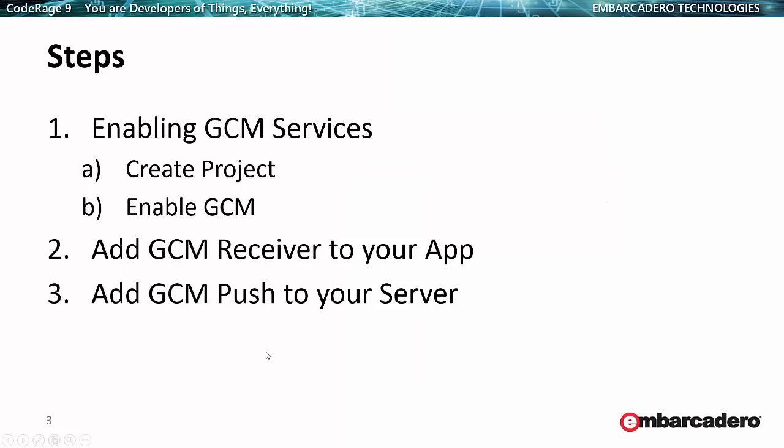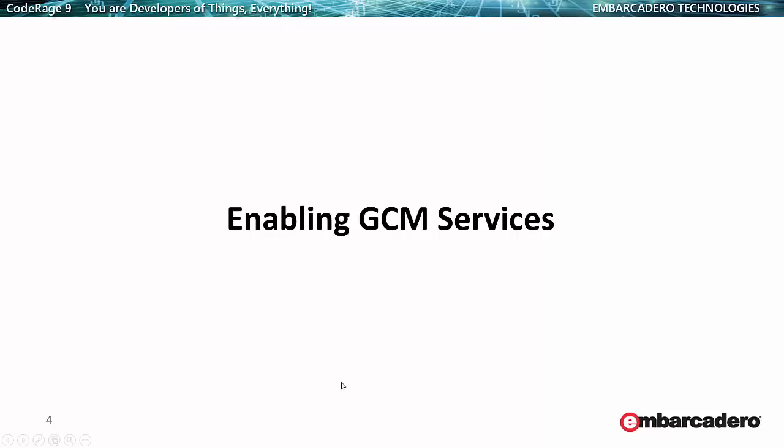So, how do we enable GCM for your project? You could do it in three main steps. The first step is enabling GCM services in your Google project. Then you would add a GCM receiver in your application. Then you would add a GCM push to your server. Let's start by enabling GCM services.